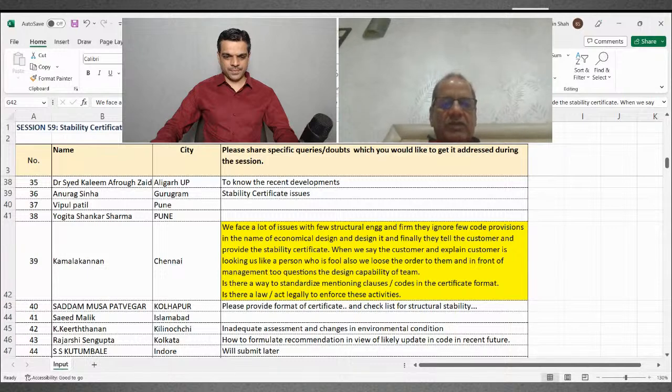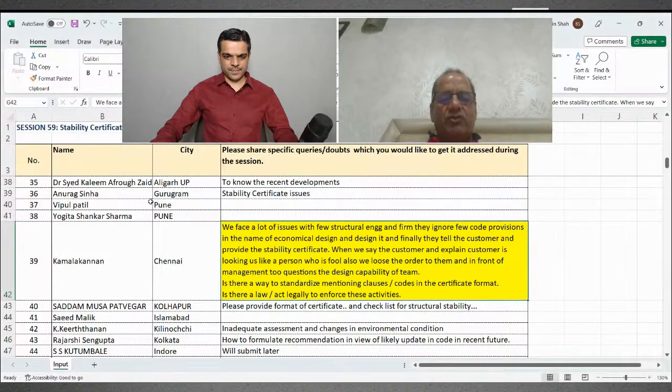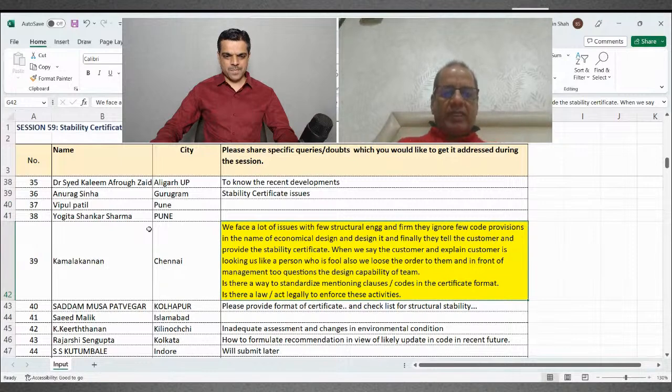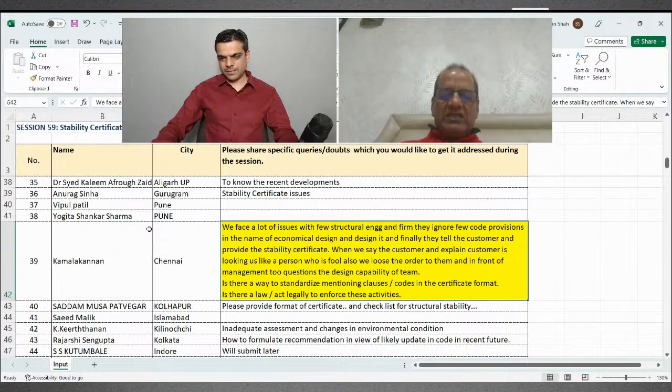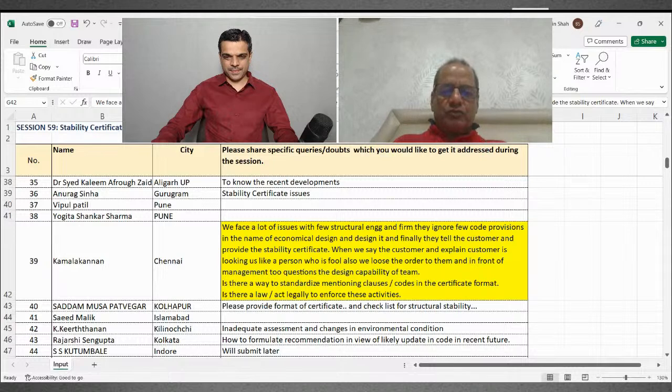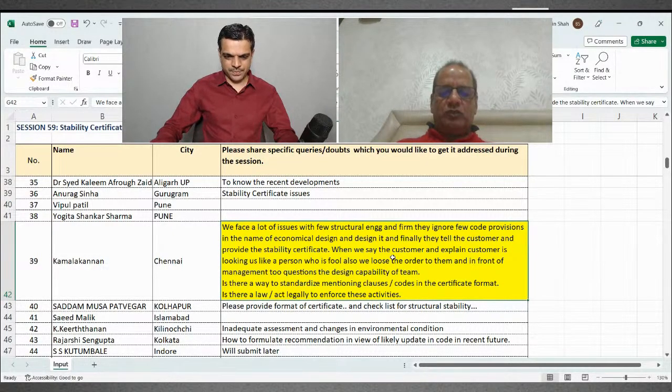So unless and until we have a unified system across the country, it will be difficult. Some of these states do have very stringent norms. We face a lot of structural engineers who ignore code provisions in the name of economical design. Nobody can catch them. If you entertain them, they will continue to do it. But as a customer, as an architect, as a structural engineer, we need to avoid these people.